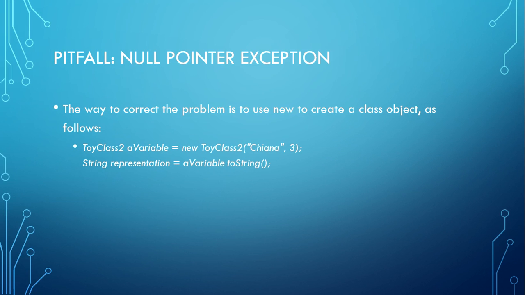The way to correct the problem is to use new to create a class object, such as follows. Code class 2, a variable equals new class 2, channel 3. String representation, a variable, toString. And that's it. That's really the best way to defeat the null pointer exception, and that's to assign a value to it.